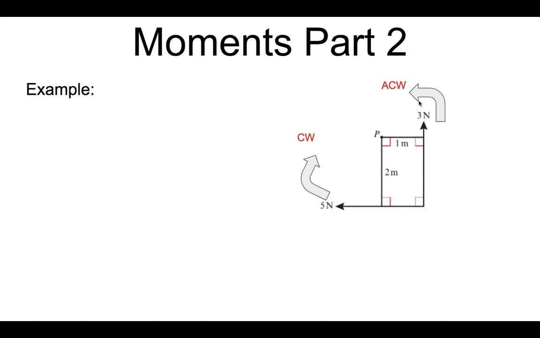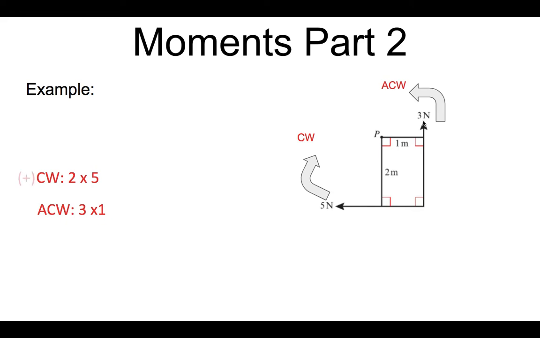So now for our clockwise moment, we've got the distance from P, which is 2, times the force, which is 5, and they're at right angles to each other, so clockwise is 2 times 5. Anti-clockwise, we've got the distance is 1 and the force is 3, so anti-clockwise we've got 3 times 1.